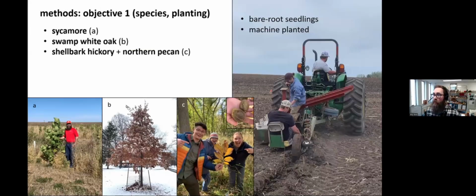All right, so the big question after we got all this laid out and installed and ready to go is, what tree species do we want to look at? And we decided on these 3 groups. There's 4 species total. American sycamore, A right there with me. Swamp white oak, really cool tree, which keeps its leaves over the winter. And then a combination of hickories, shellbark hickory and northern pecan.